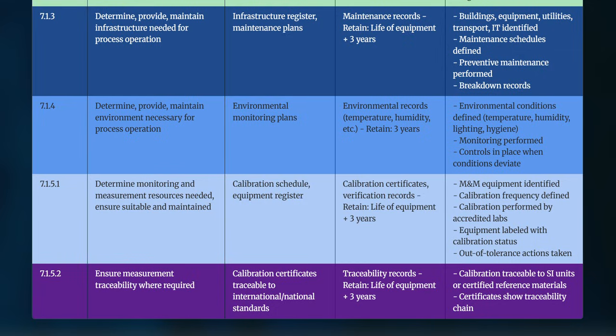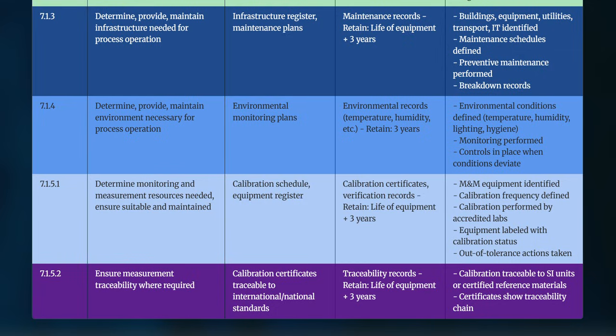The documents you need here: a calibration schedule and equipment register, and then calibration certificates and verification records, and retain them for the life of the equipment plus 3 years. Evidence you need to present to the auditor includes M&M equipment identification, calibration frequency being defined, calibration being performed by an accredited lab, equipment being labeled with calibration status, and out-of-tolerance actions being taken.